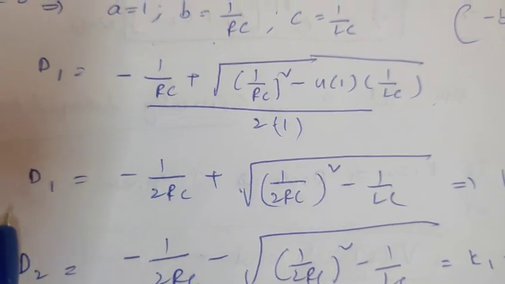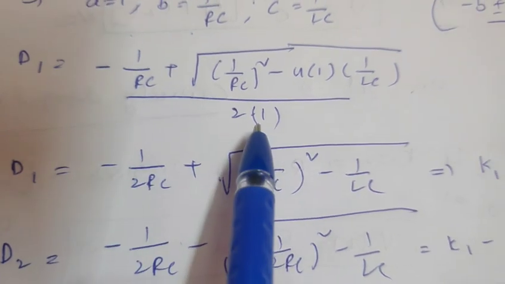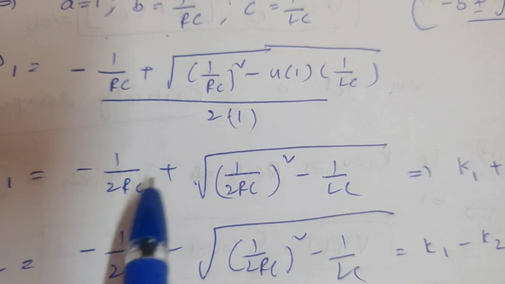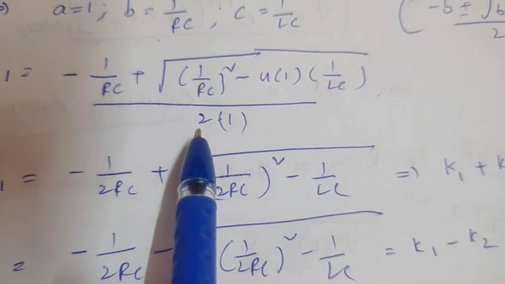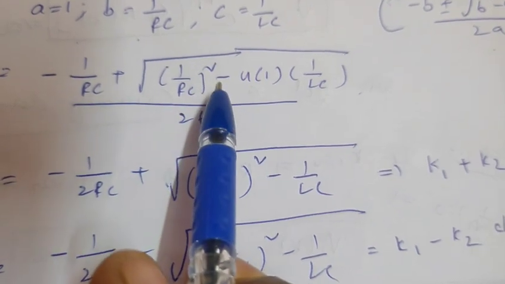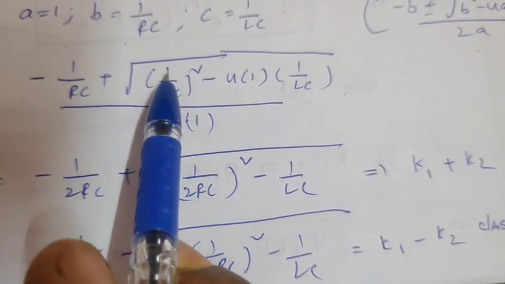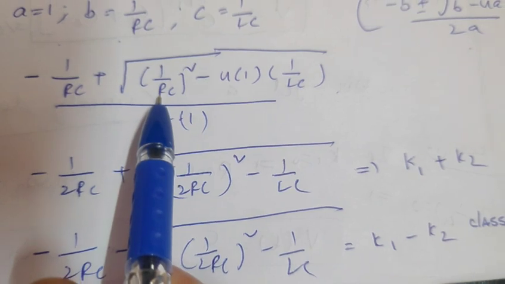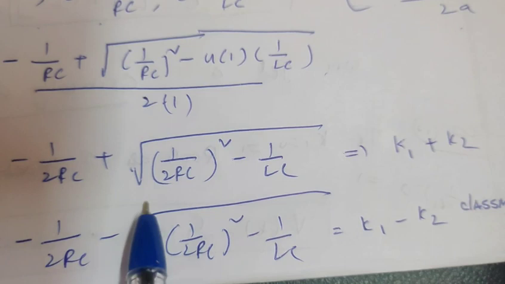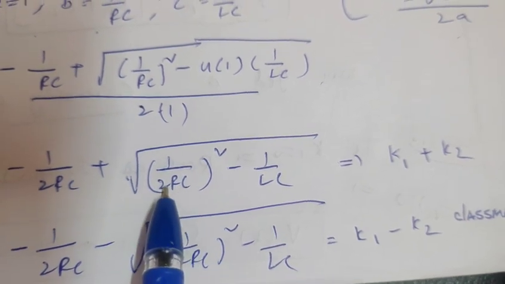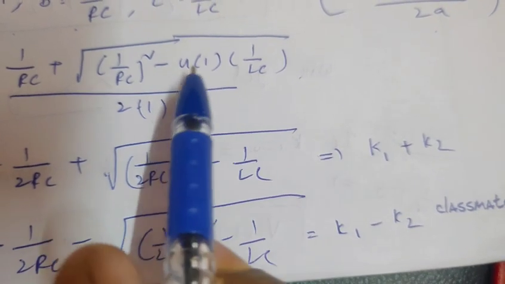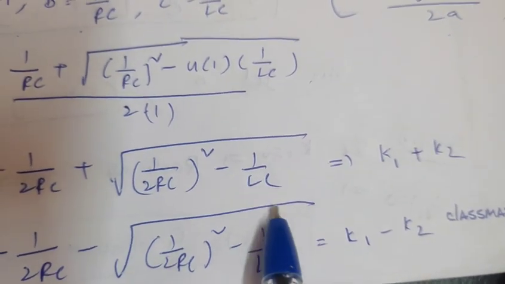Therefore the root D1 is equal to, making the denominator term here, minus 1 by 2RC plus, sending the denominator into the square root term, it becomes a square. So I get 1 by RC whole square divided by 4. Writing this 4 inside, you get 1 by 2RC whole square minus 4 into 1 by LC by 4. The 4 will get cancelled, and you will get the value of 1 by LC.